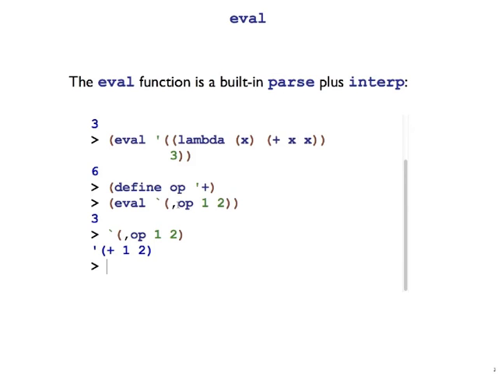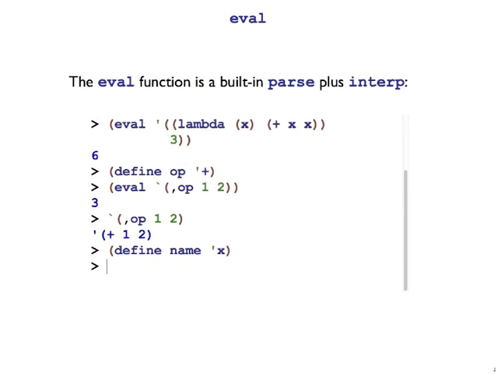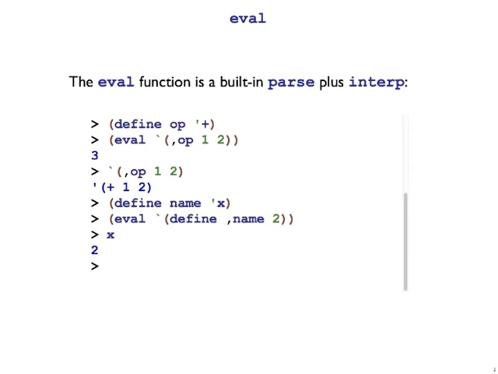Of course, this is somewhat silly. I could always define op to be just the plus function and apply op to 1 and 2. But sometimes you have forms where you want to vary things that are not expressions, such as the name for a definition, and I could eval define, escape to the name to pick a name, bind that to 2, and you see I've ended up defining x as 2.